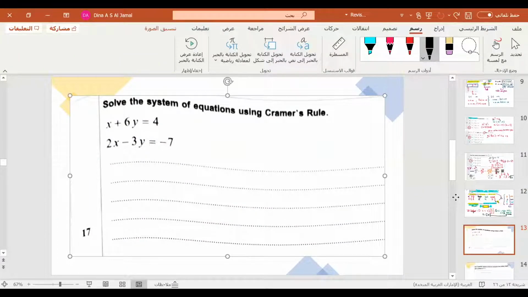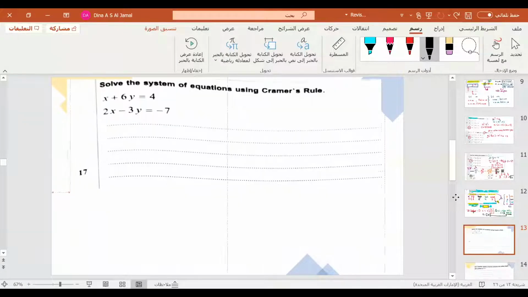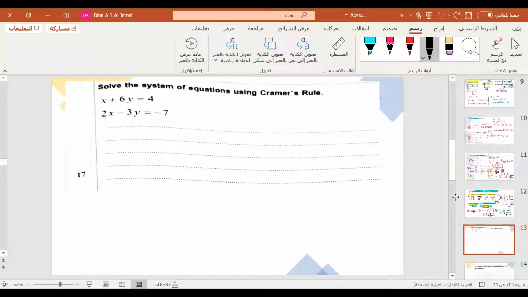Solve the system of equations using Cramer's rule. So pay attention directly to this rule. What you need to do is look at this part. It changes directly into the coefficient matrix. That means you will only focus on the coefficients.